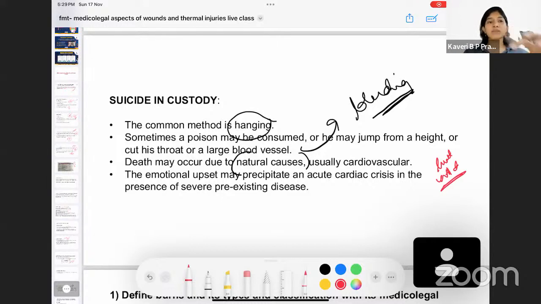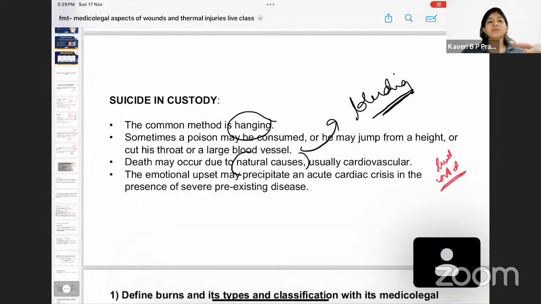So when you have to answer about suicide in custody, you have to always make note of the cases in which the person tries to die by himself. For example, hanging, jumping off from a height, or even cutting a blood vessel, for example, a bigger blood vessel like a carotid, or by natural causes, for example, a heart attack. So these are the various causes of death in custody.